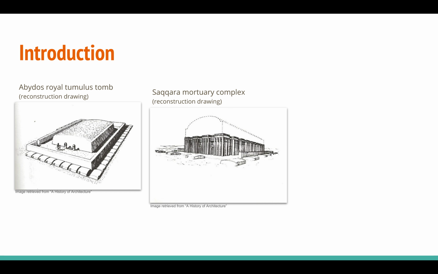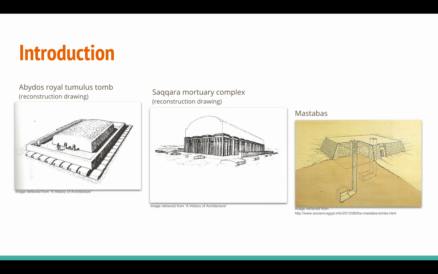The tombs the Egyptians usually used were called mastabas. A mastaba was a rectangular shape with sloping sides and a flat roof, but this changed in the third dynasty.